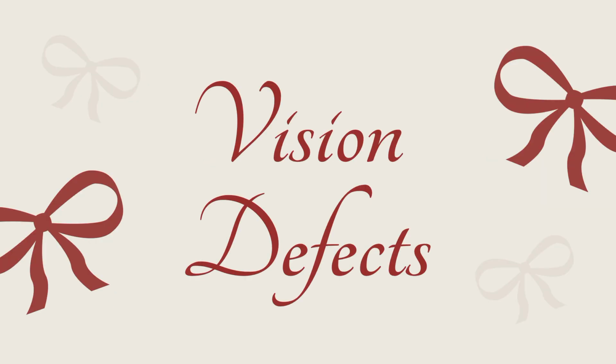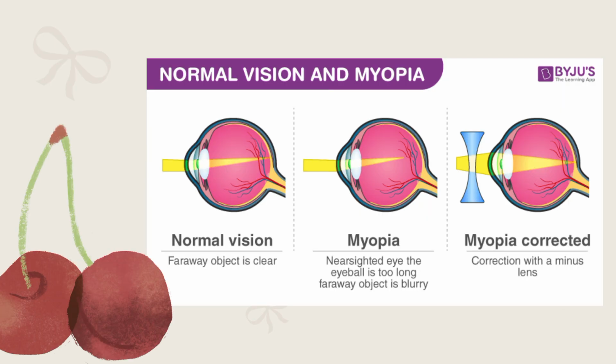Next we have the vision defects. So vision defects are common eye conditions, mainly refractive errors where the eye doesn't bend light correctly, causing blurred vision for near or far objects, like myopia or nearsightedness. So now we have the normal vision and myopia.